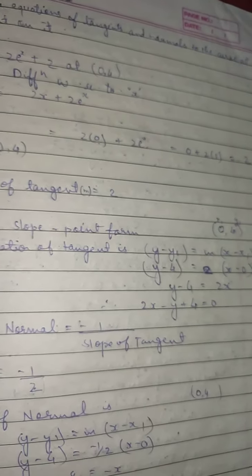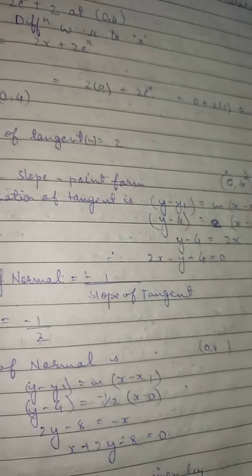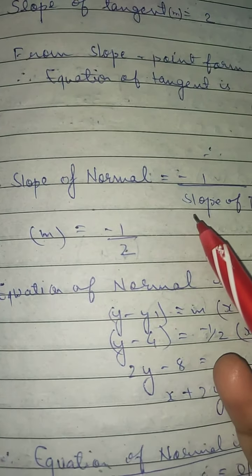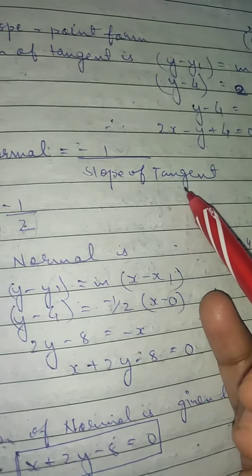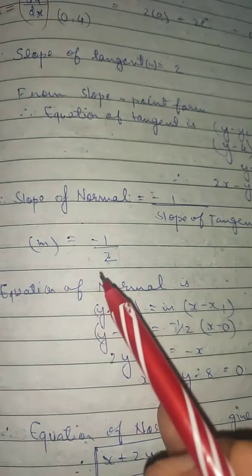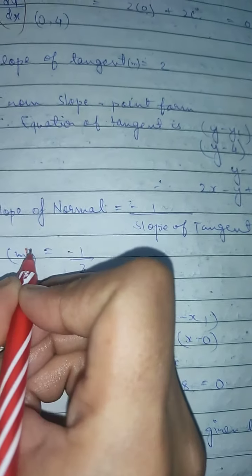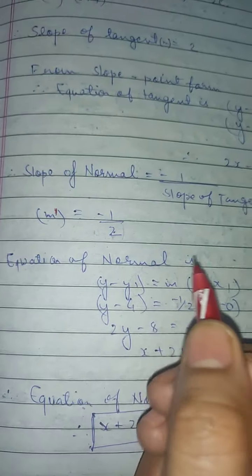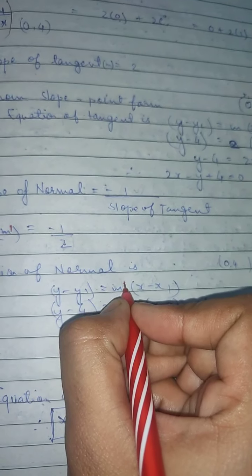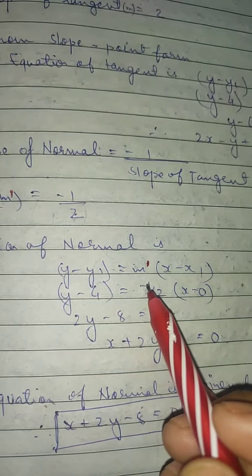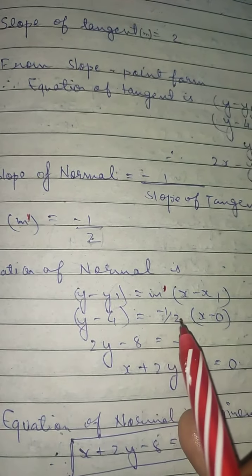Now we'll find the equation of normal. For that we'll first find the slope of normal. The slope of normal formula is minus 1 by slope of tangent. The slope of tangent we have got here is 2. So minus 1 by 2, and it is denoted by small m dash. Same formula here for the equation of normal, but here m dash will denote m dash means slope of normal, and we got minus half.